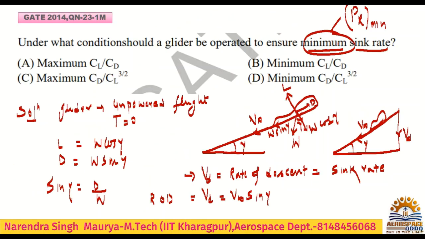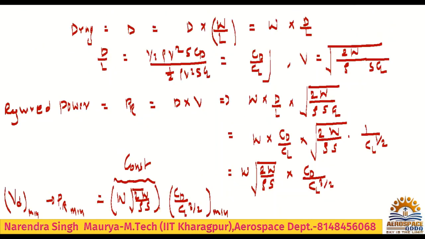Now check. Maximum CL by CD, wrong. Minimum CL by CD, wrong. Maximum CD by CL to power 3 by 2, wrong. Minimum CD by CL to power 3 by 2, correct. Hope you understood. So what is your correct answer? Answer is D. I hope you all understand this. Right? Okay.